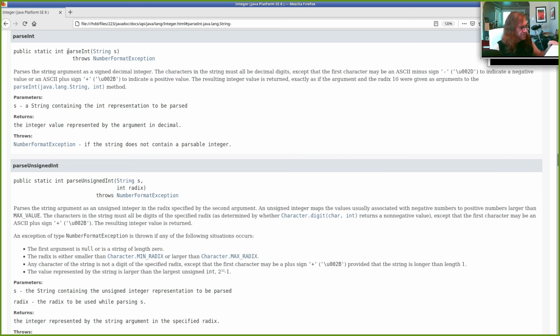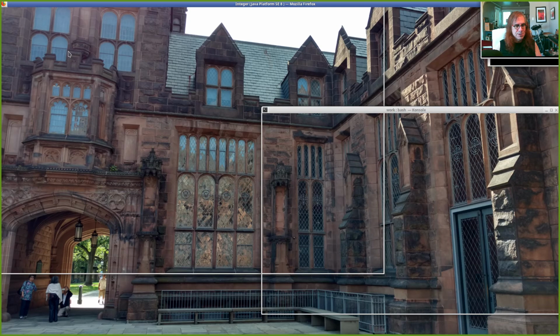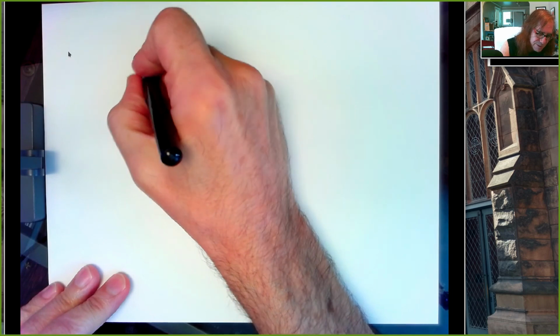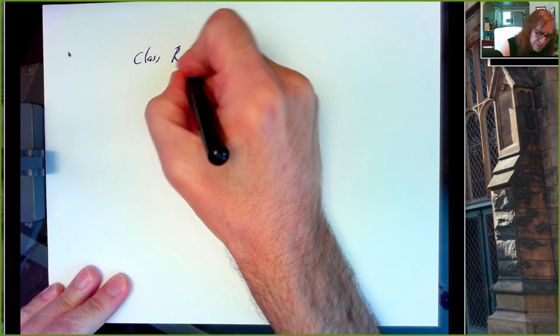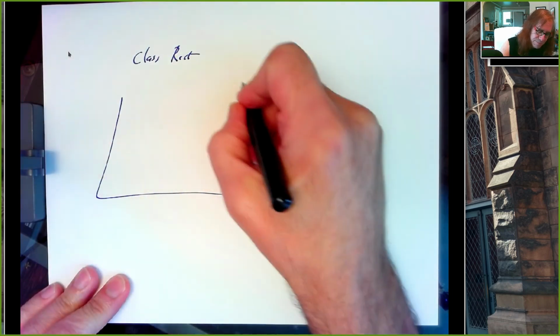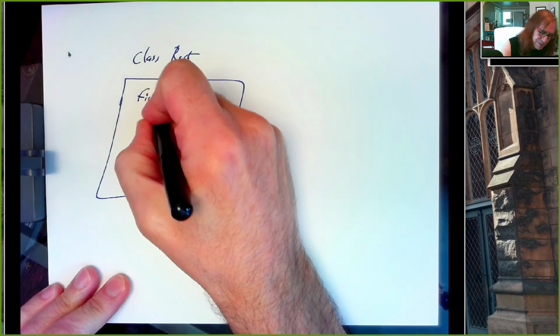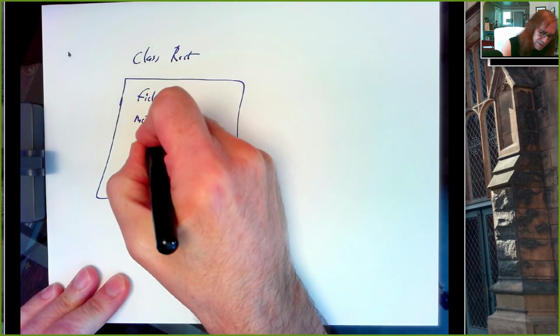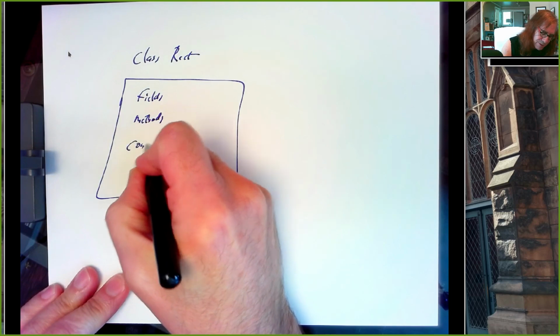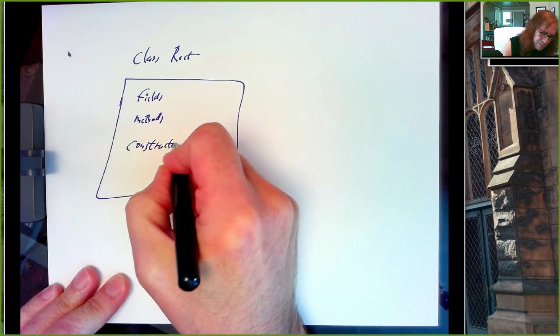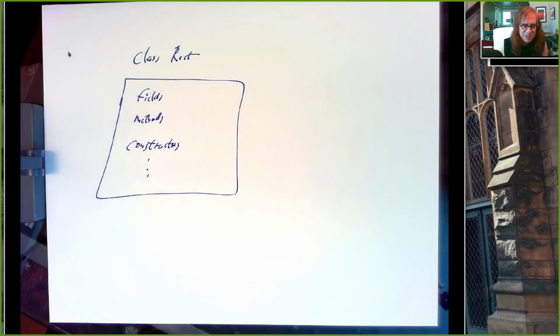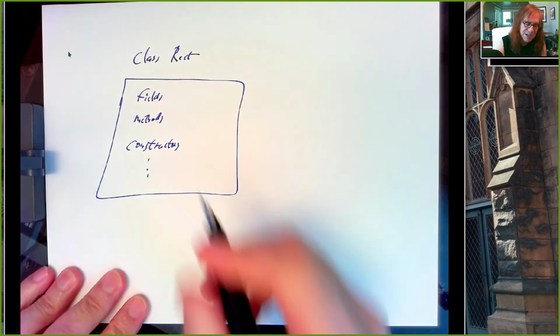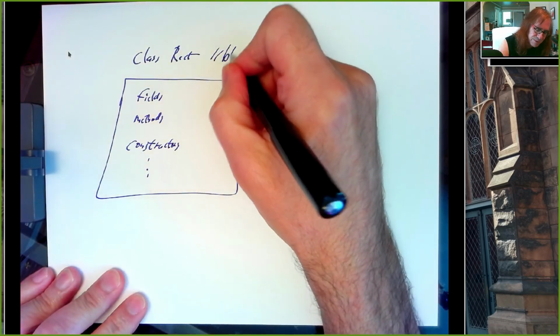Uppercase I integer dot parse int. Yeah, okay, good question. So difference between the instance of a class and the class itself. So here's class rectangle. And it's got fields, and it's got methods, and it's got constructors, and it's got documentation and all this sort of stuff, okay? This is the description of what a rectangle is. This is what I call the blueprint.